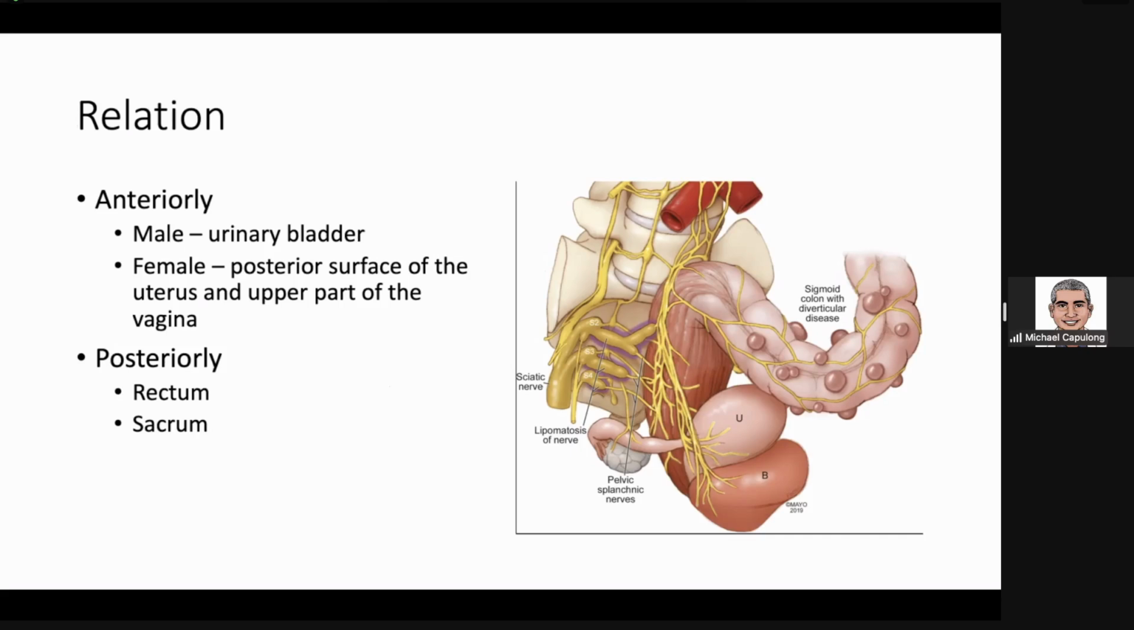The sigmoid is closely related to the urinary bladder in men. In women, the uterus, particularly the posterior surface and the upper part of the vagina, is closely associated. Posteriorly, both are related to the rectum and sacrum.